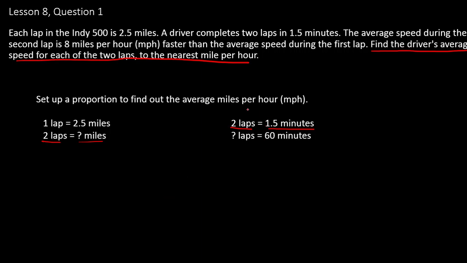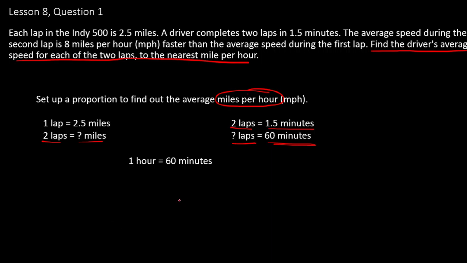Now, we want this all to be conducted in miles per hour. Miles per minute doesn't help us so much. So it's also helpful to convert: if I know that 2 laps can be completed in 1.5 minutes, how many laps are completed in 60 minutes? And of course, keep in mind 1 hour is 60 minutes, use that to convert. So by using this information, you should be able to figure out the average miles per hour of the driver. From there, you know that on the second lap, the driver is 8 miles per hour faster.